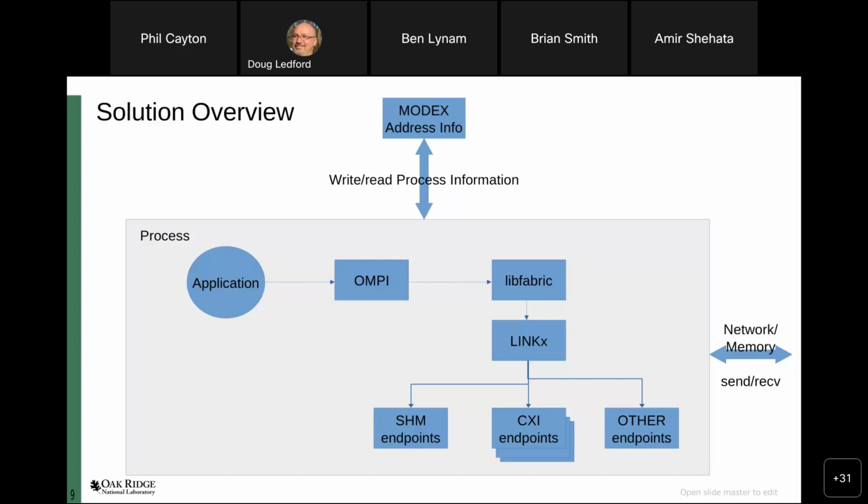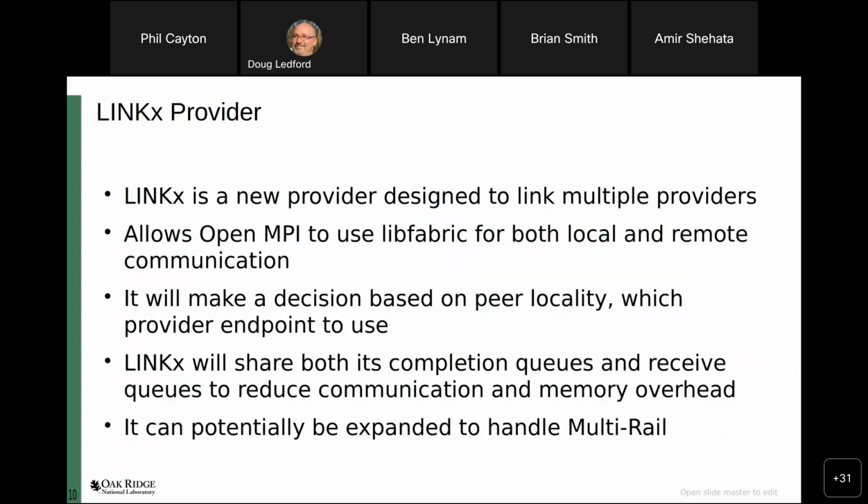Upon reaching out to the Intel Libfabric team, we discovered that they already have a design in place for peer APIs, which they talked about on Tuesday. The peer API design would aid in the design of the link provider. For the purpose of this project, we decided to focus on linking the CXI and shared memory providers using the link provider to start with. In essence, the LinkX provider will determine the locality of the process we're attempting to communicate with, and based on that, it will decide whether to use the shared memory provider or the CXI provider.